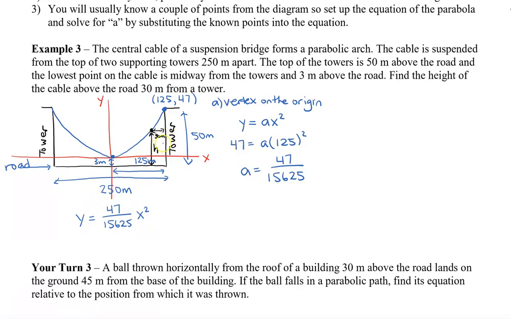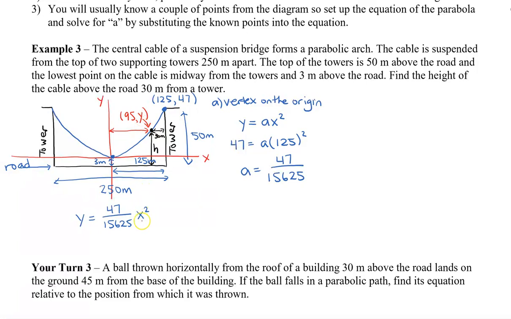Now, when we are measuring a point, we always have to measure from the origin. So this point actually isn't going to be 30. So we're going to go this way to find our x value. And that means that our x value is going to be 125 minus 30, which means that this point here is going to be 95 and y, which we don't know.